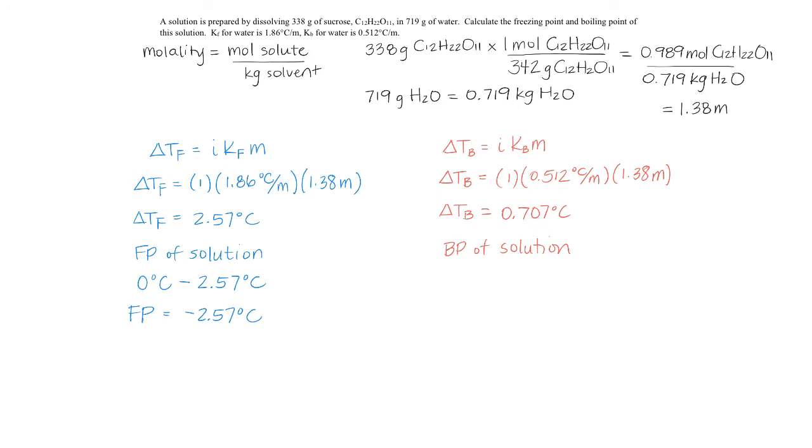The boiling point of the solution is found by adding the change in temperature to the boiling point of water, because it's boiling point elevation. So the boiling point of water is 100 degrees Celsius. We add 0.707 to get 100.707 degrees Celsius.